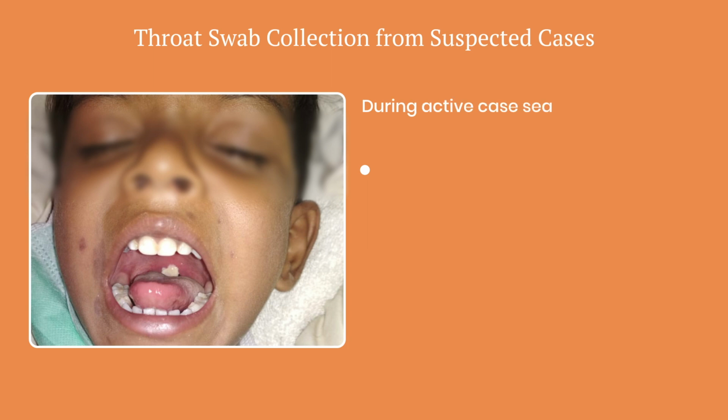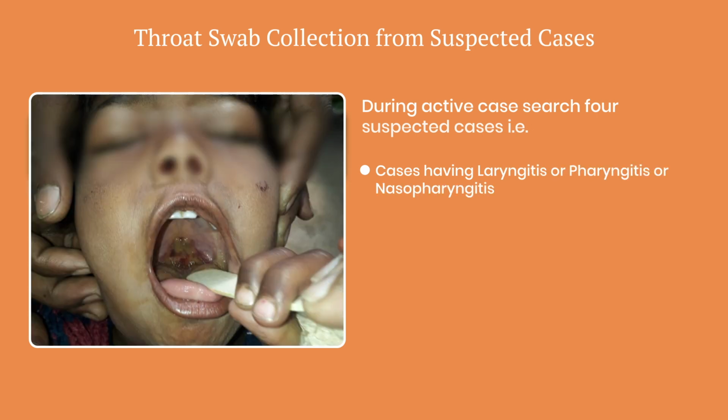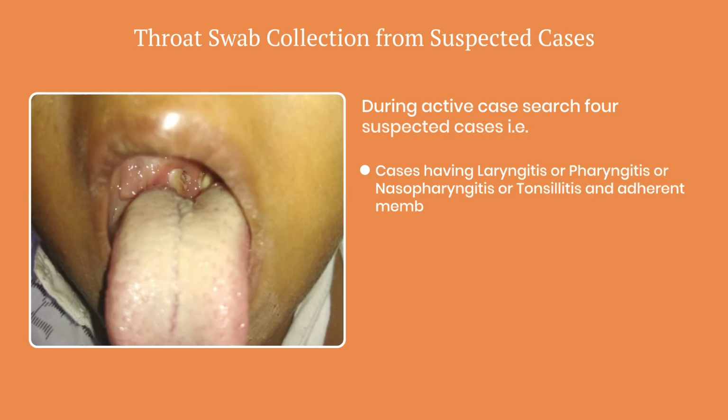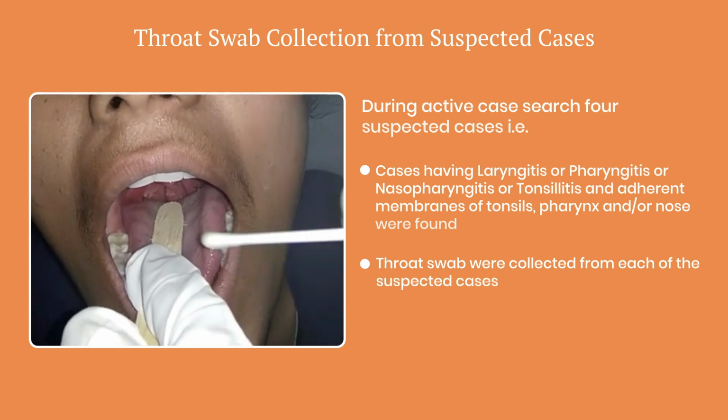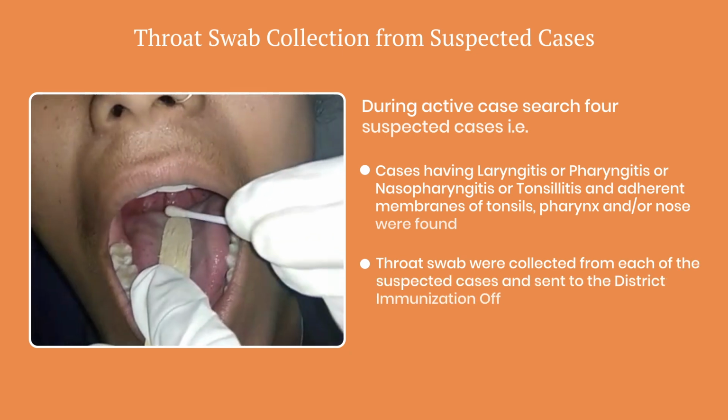During active case search, for suspected cases, that is cases having laryngitis or pharyngitis or nasopharyngitis or tonsillitis and adherent membranes of tonsils, pharynx or nose were found. Throat swab were collected from each of the suspected cases and sent to the district immunization officer's office.